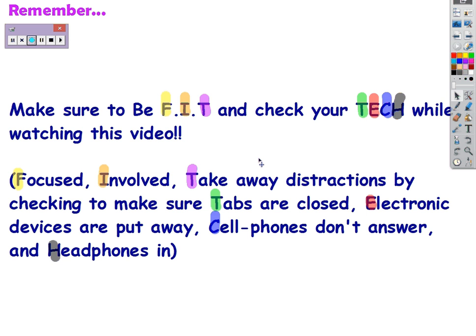But before we do that, I just want to remind you to be fit, focused, and involved, take away any distractions, and make sure you check the tech, which means all your tabs are closed, electronic devices are put away, cell phones you're not answering or texting, and headphones are in if you're listening to this video through the headphones, but you're not listening to music or anything else. You're in a quiet room, with your Precalc packet out and open, and a pencil, and you're ready to be engaged. So here we go.